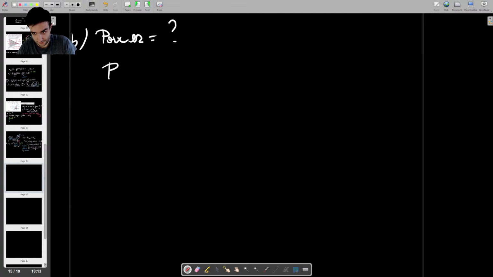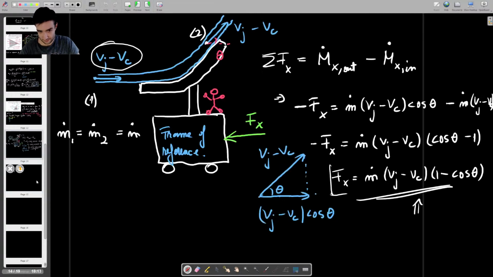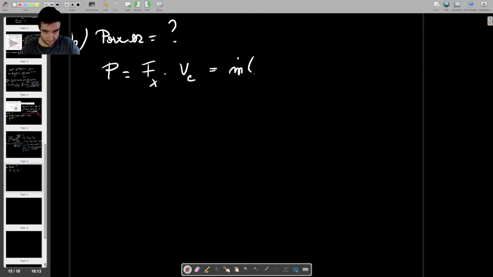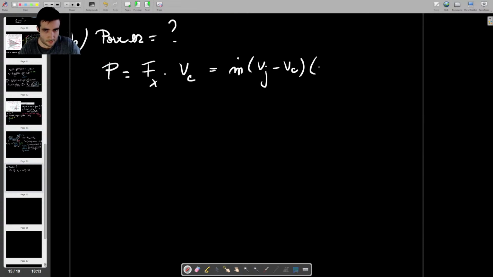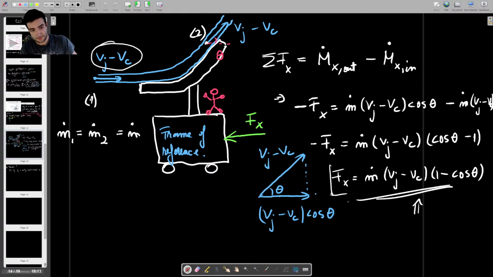So the power is essentially based on the force times the velocity of the cart. So pretty straightforward. This is going to be equal to m dot, and then I have (Vj minus Vc), (1 minus cosine of theta) times Vc. Oh, and another thing, this m dot we can actually express in terms of other things that we know.